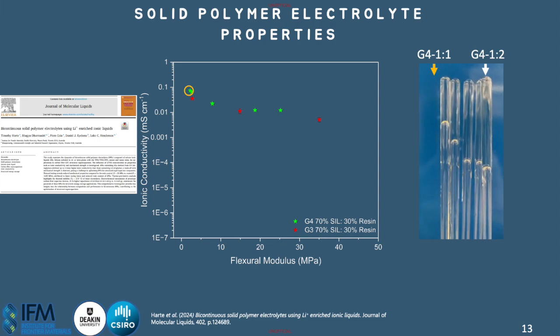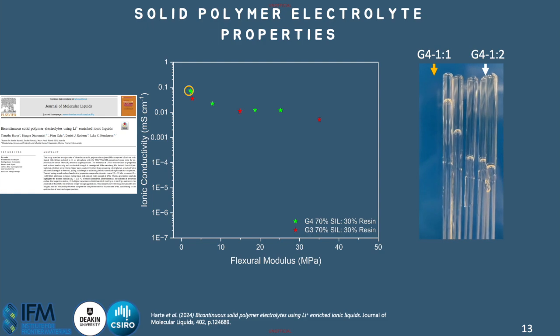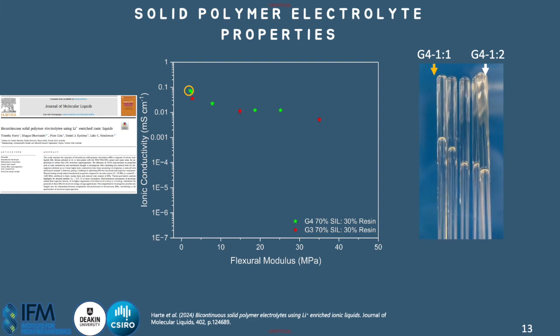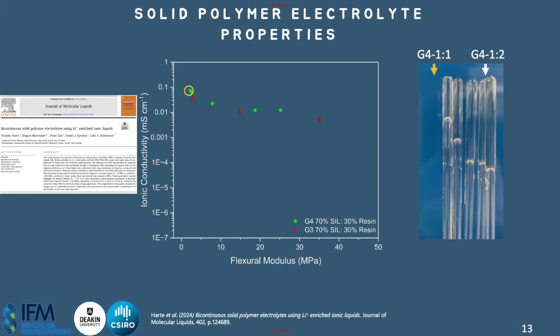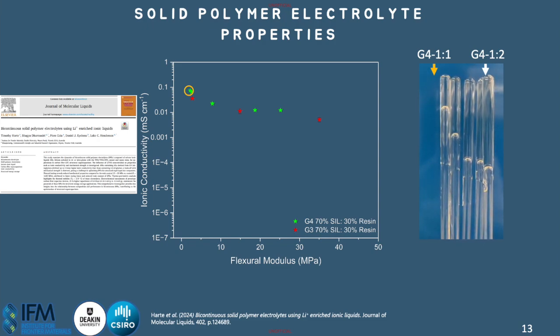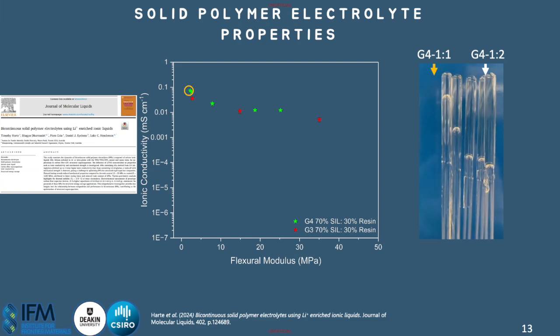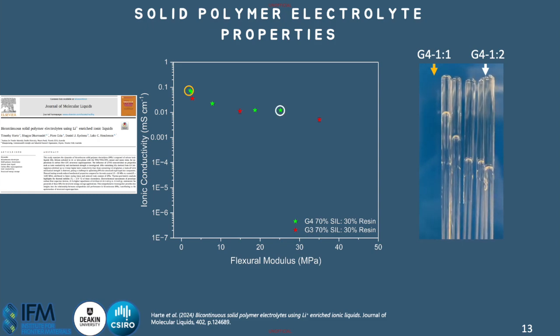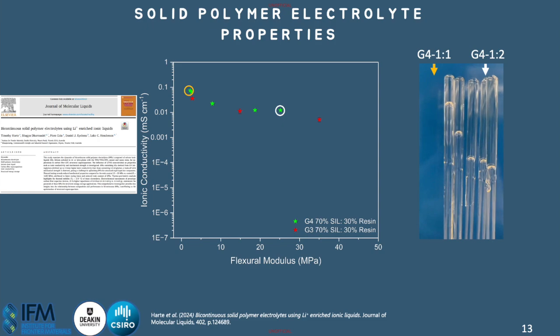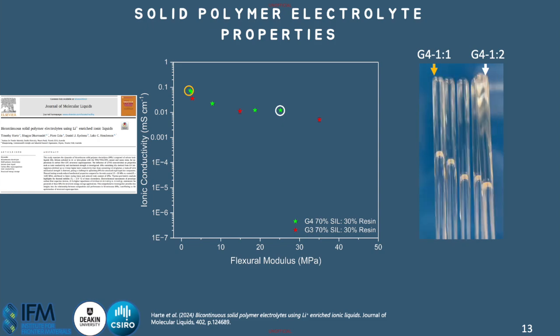If we look at this plot here, you can see that the least viscous solution, the G4 1-to-1 sample at 70% solvate ionic liquid content with 30% resin in the solid polymer electrolyte, has the lowest mechanical properties of the samples, but the highest ionic conductivity, which is consistent with it being low in viscosity. Whereas if we move across to the G4 1-to-2 sample, it's far more viscous and has better mechanical properties than the 1-to-1 sample.